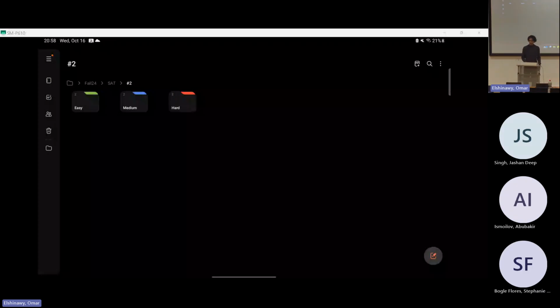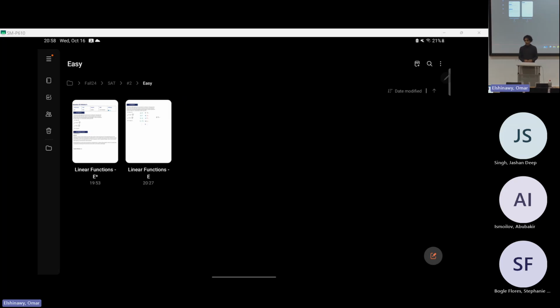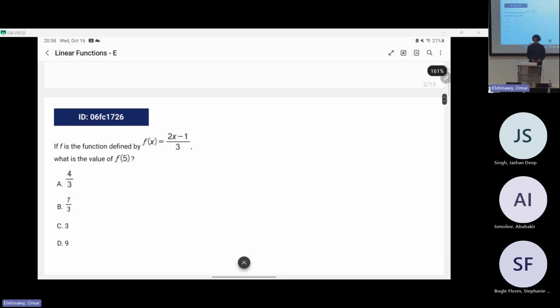So last week we talked about, what did we talk about? We talked about linear equations, solving linear equations in one variable. And the natural continuation of this is to talk about linear functions in one variable as well. I don't think you will encounter any two variable functions.